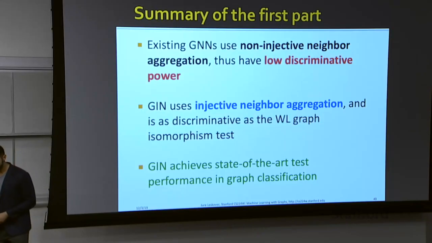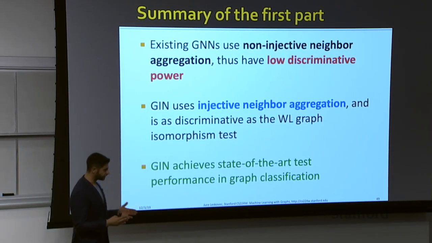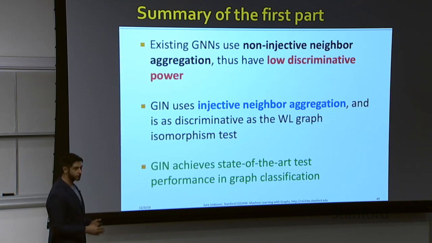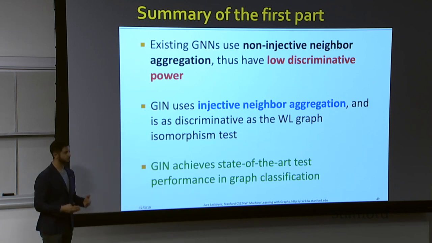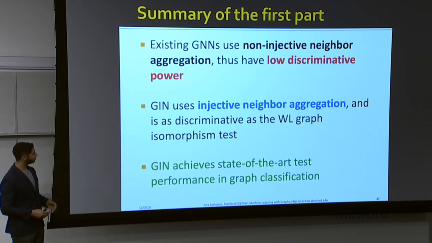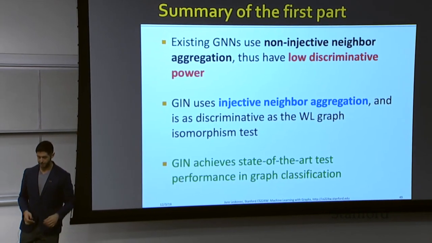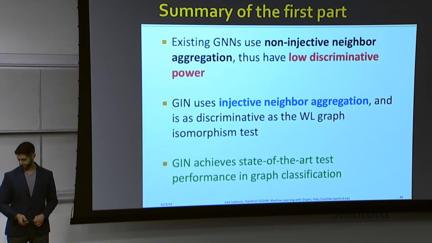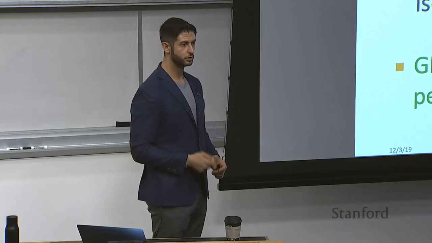Perfect. So let's recap the first part, which is we have seen that existing GNNs use non-injective neighbor aggregation, therefore have low discriminative power. Then we talked about GIN, which instead uses injective neighbor aggregation and is as discriminative as the WL graph isomorphism test. And GIN achieves state-of-the-art test performance in graph classification, as we have just seen on this last slide. Cool. If there are no questions, we jump to the second part.